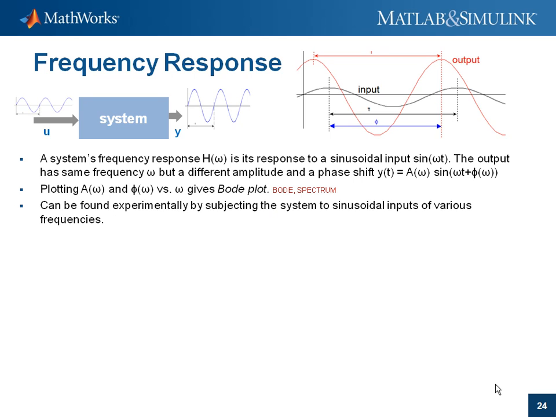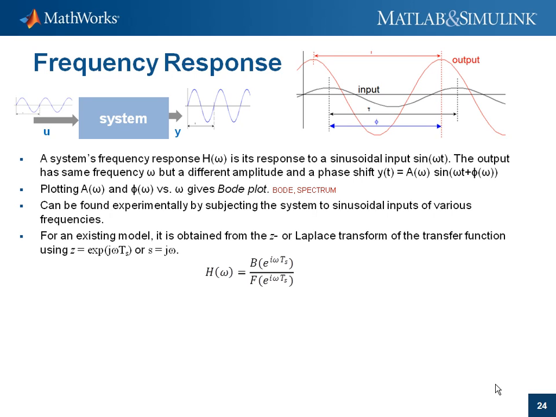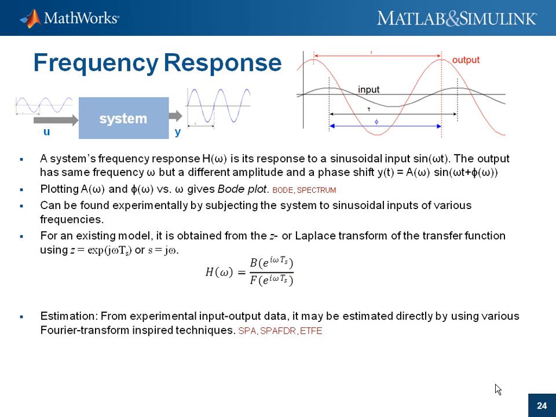This can be done by direct experimentation by subjecting the system to input sinus functions of different frequencies. This is called frequency analysis. For any given model, the frequency function can be directly derived by just inserting certain complex values in the transfer function of a system. There are many techniques to directly estimate the frequency function from any experimental data set. Such techniques are known as spectral analysis and are closely related to the use of Fourier transforms.